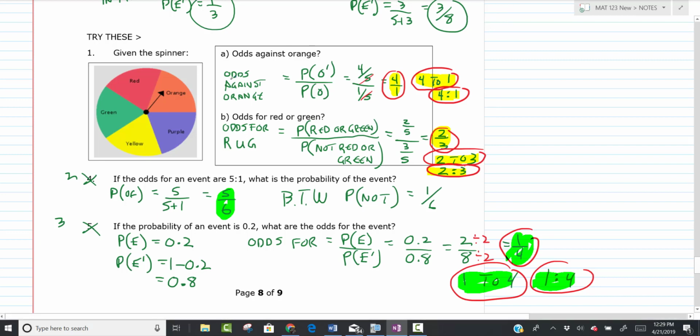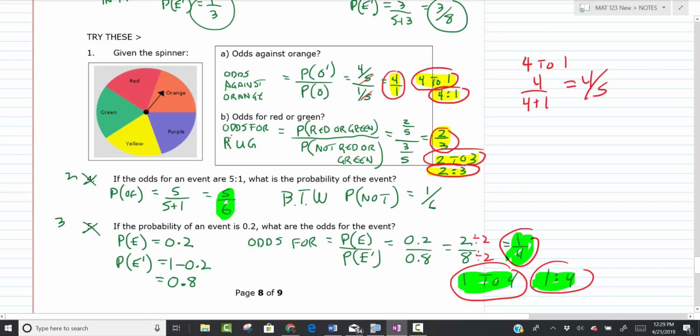Okay, so when you're doing the odds against orange, you're doing the probability of orange not happening. So it's O prime over the probability of getting an orange. The probability of not getting an orange would be 1, 2, 3, 4 colors out of 5. Probability of orange is 1 out of 5. The 5s cross out, you get 4 to 1 odds. And notice if you put this back together, if you have 4 to 1 odds, that means 4 out of 4 plus 1, so it's back to 4/5. That's how you can check and make sure you're doing that right.